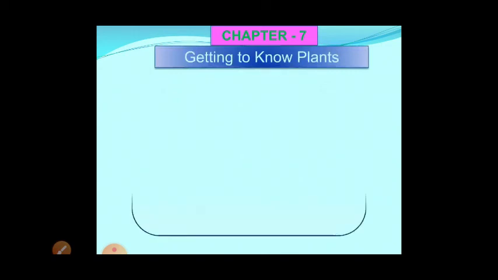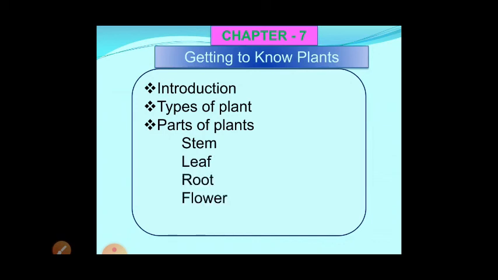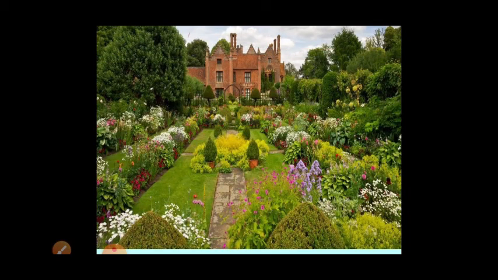Today in this lesson we will discuss different types of plants as well as parts of plants like stem, leaf, flower and root. Okay, if you observe this picture, here you can observe different types of plants with different flowers, different colors. Here you can observe very big trees as well as small plants, everything. So based on their size and their different nature, we can divide plants into 5 types.